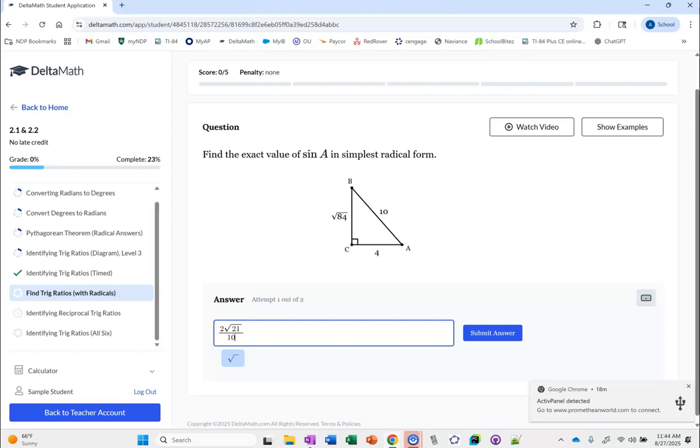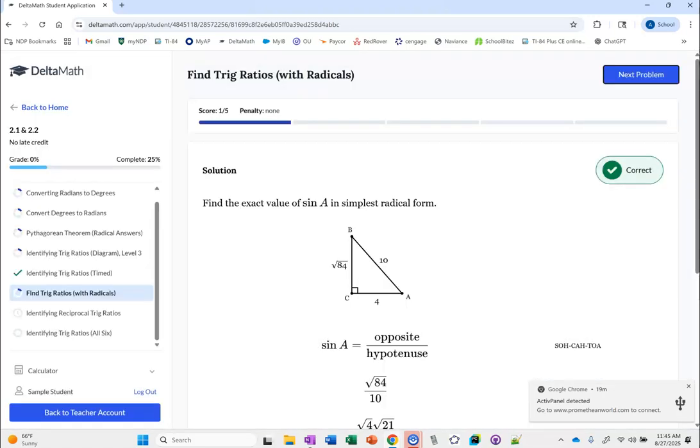Two root 21 over 10. It's going to spit this back at me and say, nope. Not the root, the fraction. Oh. Right? 2 over 10 can simplify. So if it barks at you like that's not the right answer, just make sure you fully simplified things.